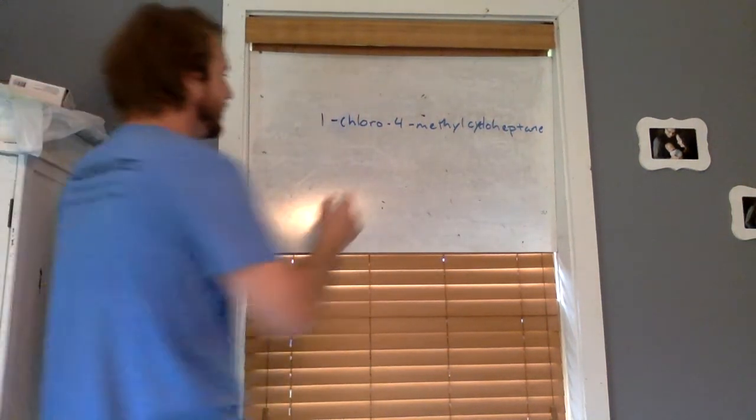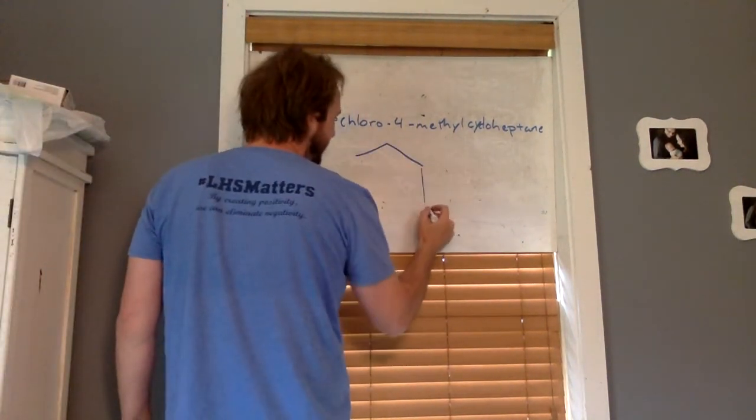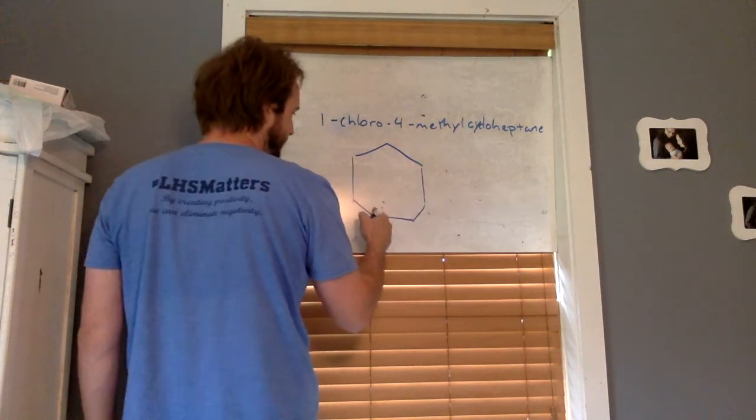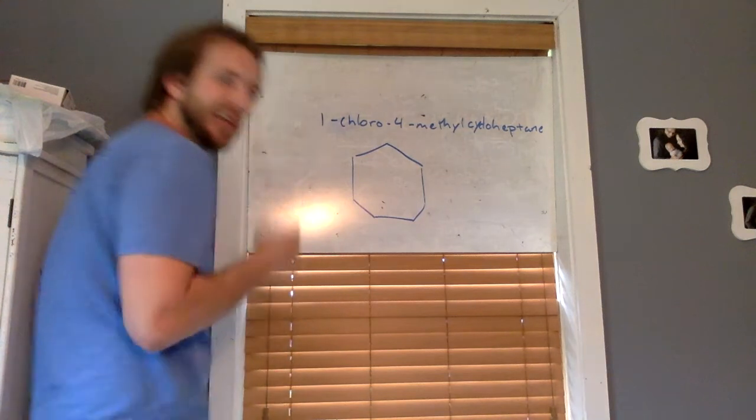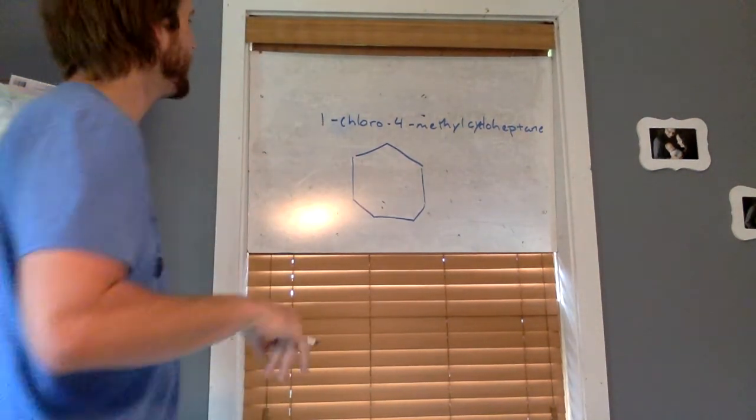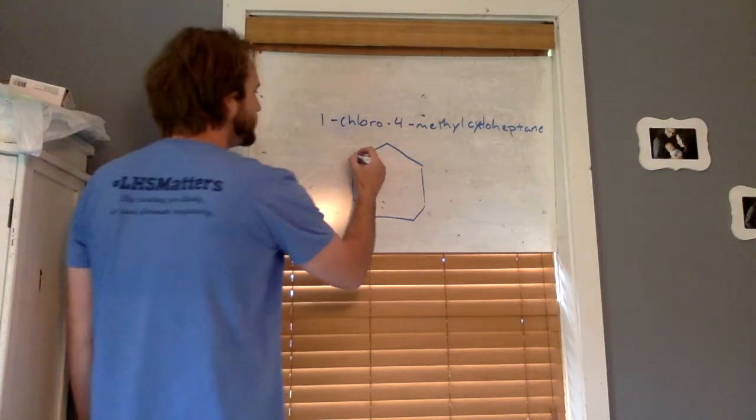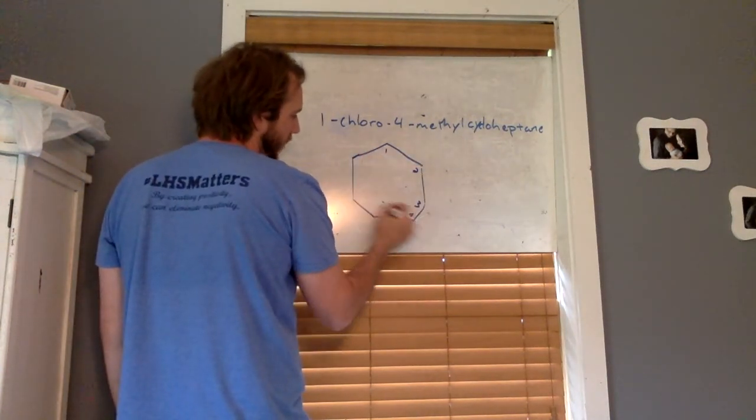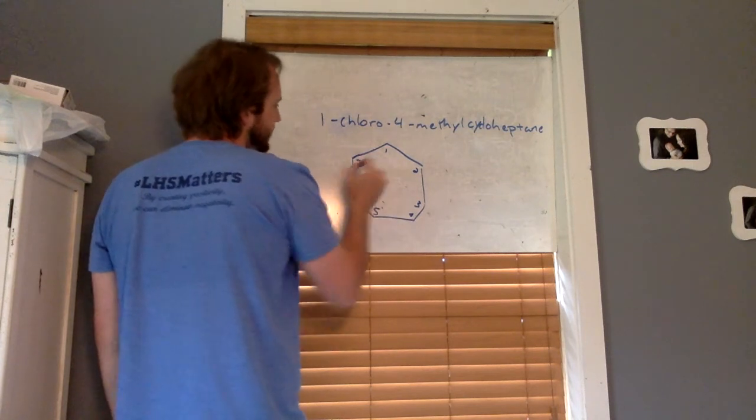Heptane being 7. So we need 7 carbons. 1, 2, 3, 4, 5, 6, 7. That looks a little funny. It's almost like it doesn't appear very often in nature because it looks kind of funny. Cool. I'm just going to assign my 1 position at some point on the ring. I'm going to call this 1, 2, 3, 4, 5, 6, 7 going around.